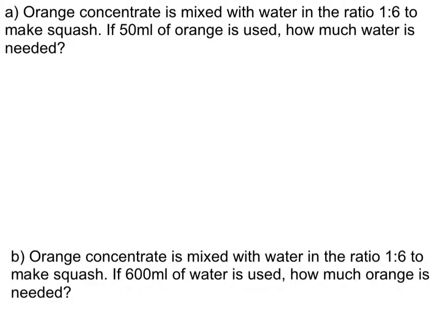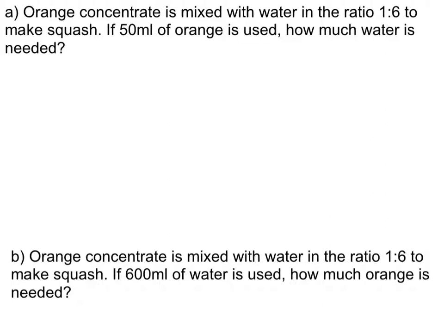Another type of ratio question is having to use a ratio and a given value to work out a missing value. So for this example, we're talking about making squash. Orange concentrate is mixed with water in the ratio 1:6. If 50 millilitres of orange is used, how much water is needed?